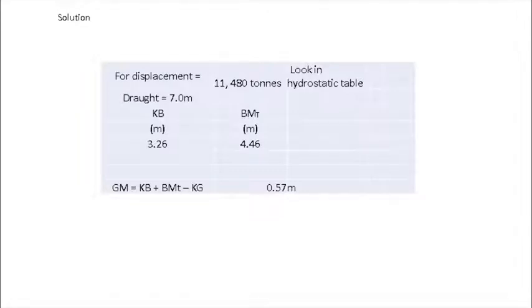So the question is, what's the draft? 7 meters. What's the KG? KG is 7.15, which we calculated just now. And finally the GM is 0.57. So that's the answer.